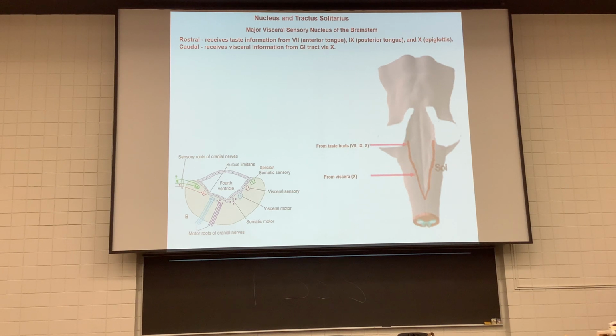So let's say for cranial nerve 7, where would the first order neurons be located? I know this is reaching back a whole week. Well, inside or outside the CNS?